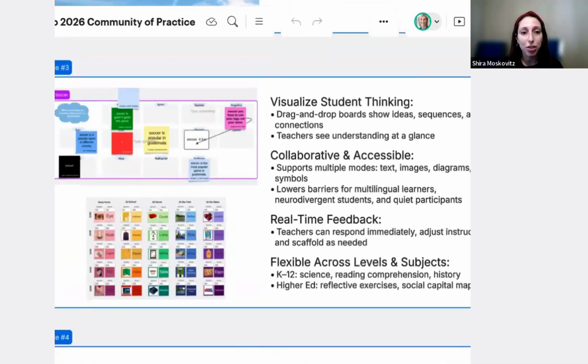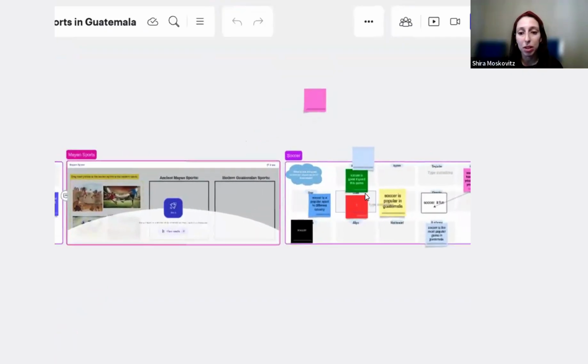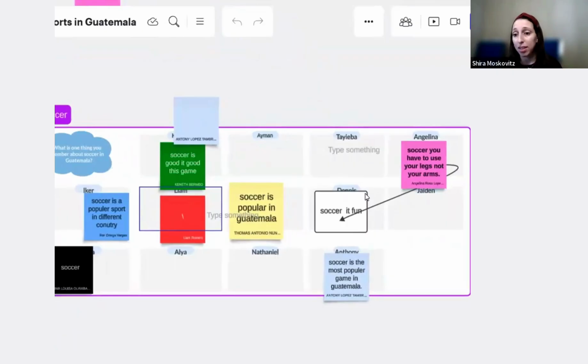So my first one is actually still on this slide. I have students learning about sports in Guatemala. And this was the social studies concept that my students were learning about. And each student was just assigned a topic. They wrote their ideas down. And you can see that students were collaborating with each other and drawing arrows from one idea to another.